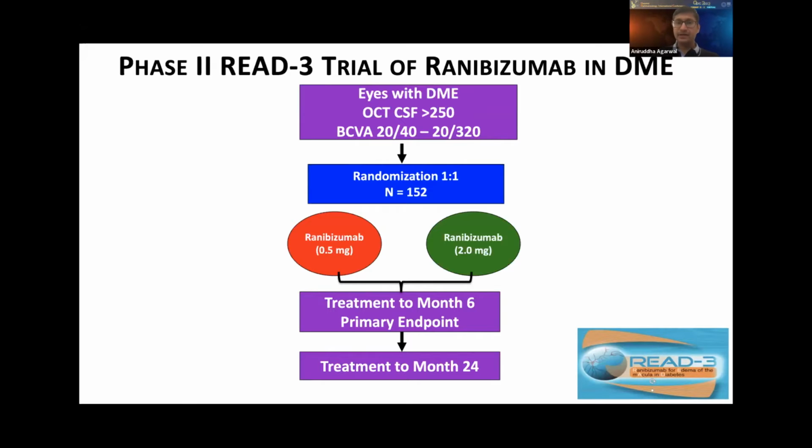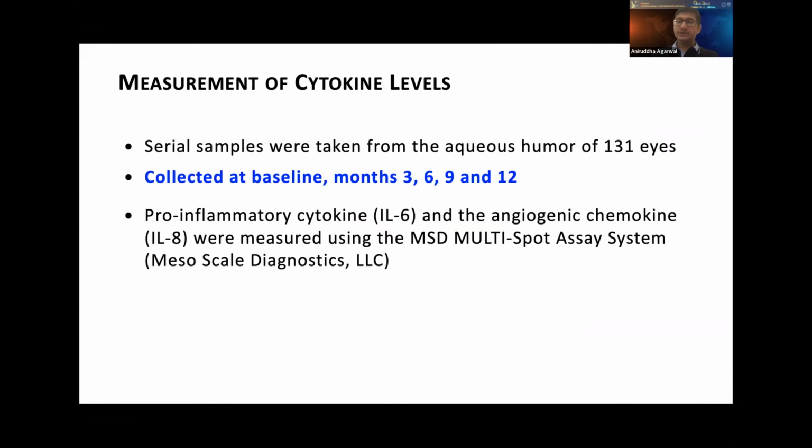And in this study, we randomized patients into two arms. One was ranibizumab 0.5 milligram and the other was 2 milligrams. The study endpoint was at 6 months. But what is important in this subset was that we took serial samples from the aqueous humor of 131 eyes. And these were collected at baseline and at various intervals. And what we measured was interleukin 6 levels and, of course, interleukin 8 levels.